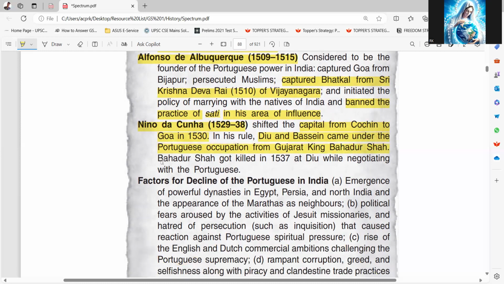Bahadur Shah got killed in 1537 at Diu while negotiating with the Portuguese. Okay. Factors for decline of the Portuguese in India.